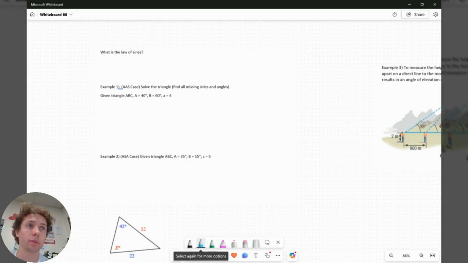Today we are looking at law of sines. This is something that might be useful for the ACT. It's definitely a pre-calc topic. It's a way of solving or completing triangles that are not right triangles.